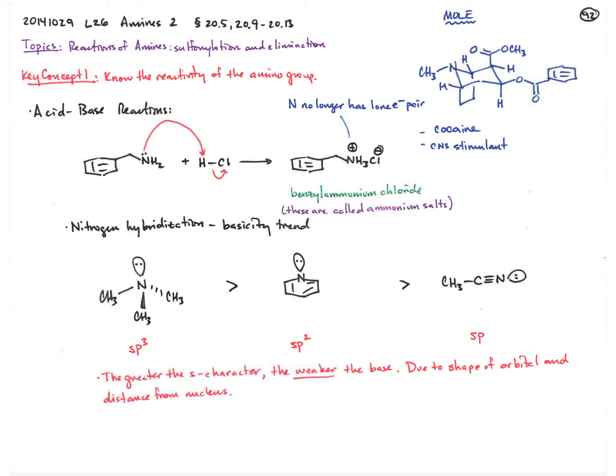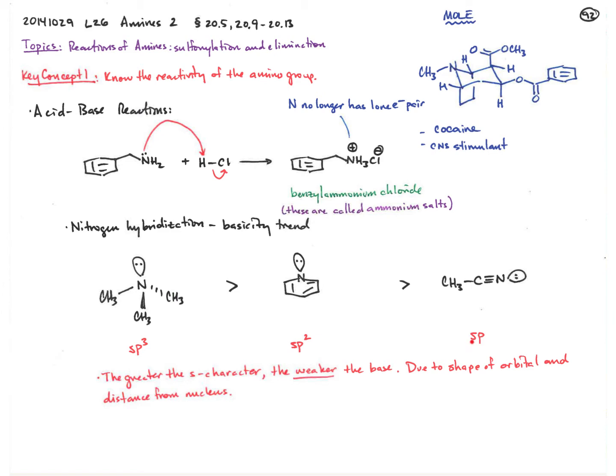And so the basicity of the amine, as we saw in the last screencast, varies according to the pKa value of the ammonium acid. We can also look at the hybridization of the nitrogen to understand the basicity trend. sp3 hybridized nitrogens are greater bases than sp2, which are greater bases than sp. The reason is that the greater the s character, the weaker the base. And again, that's due to the shape of the orbital and the distance from the nucleus.